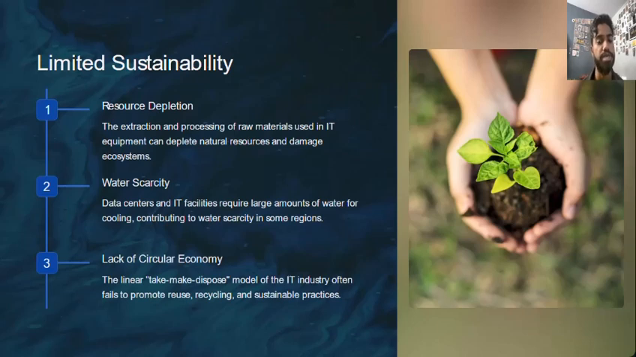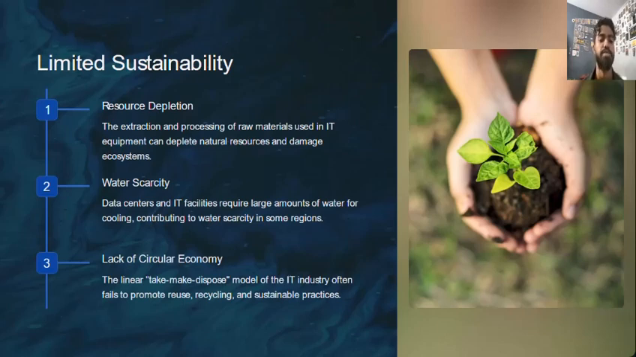Limited sustainability. We have resource depletion, water scarcity, and lack of circular economy. In resource depletion, the extraction and processing of raw materials used in IT equipment can deplete natural resources and damage ecosystems due to the high demand in the market today.